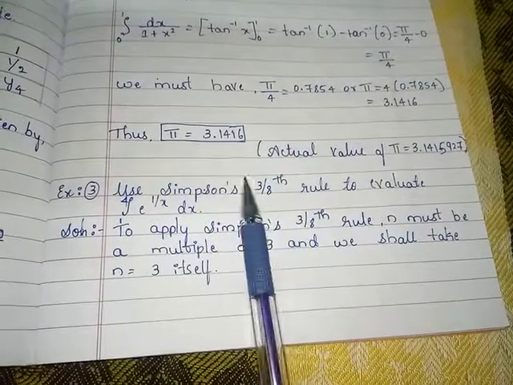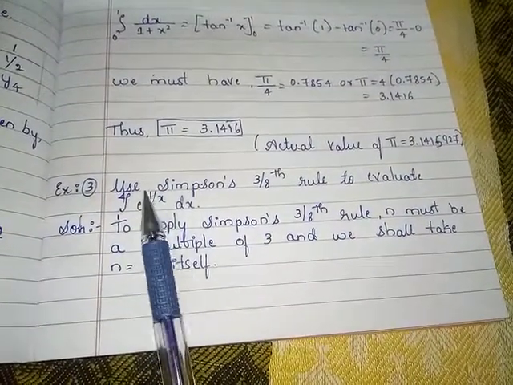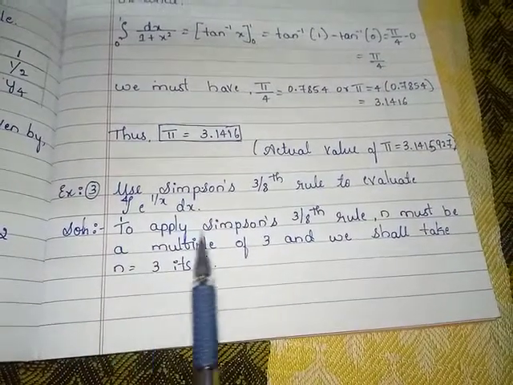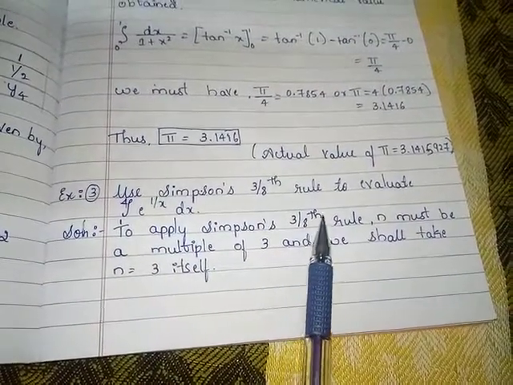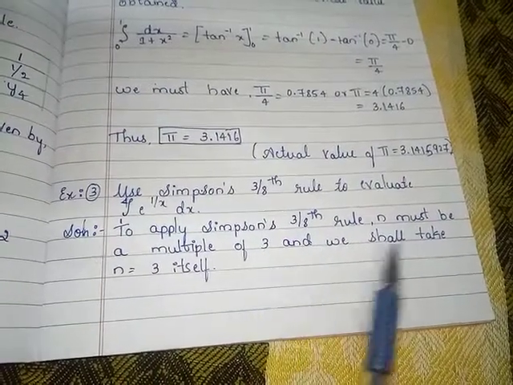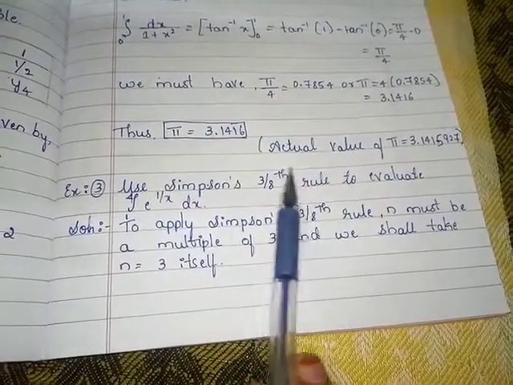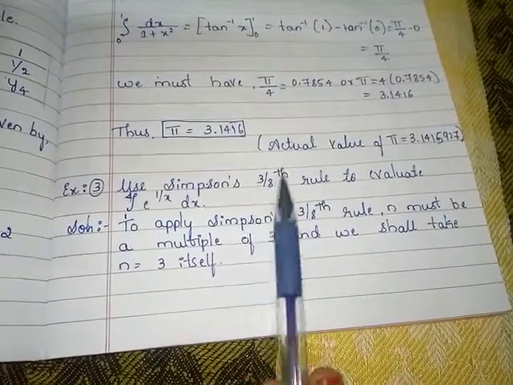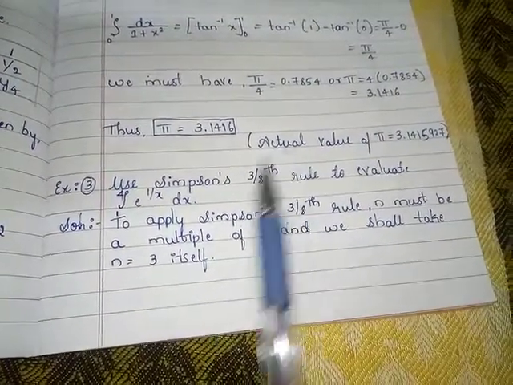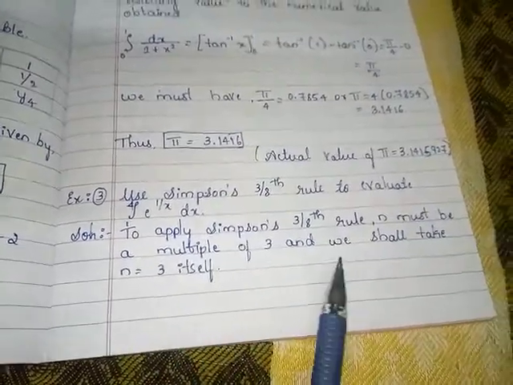Use Simpson's 3/8 rule to evaluate the integration from 1 to 4 of e raised to 1 by x into dx. Solution: to apply Simpson's 3/8 rule, n must be a multiple of 3 and we shall take n equal to 3 itself. See here, the n value is not given. We know that to apply the 3/8 rule, n must be a multiple of 3. Here we will take n equal to 3 itself.